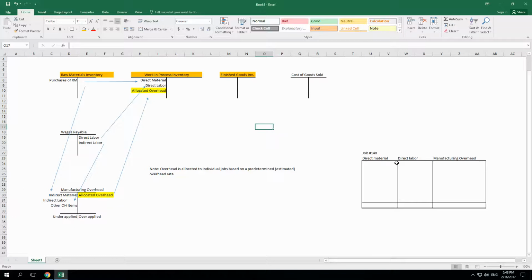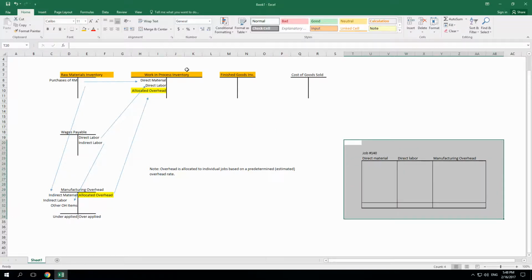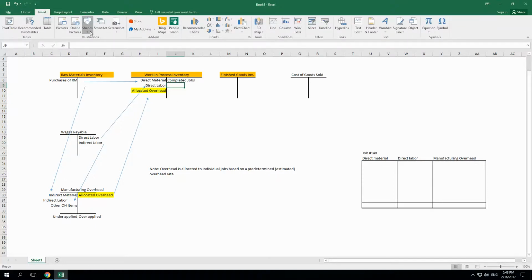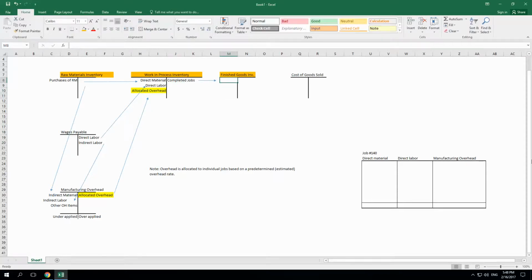Okay, now as jobs are completed, remember this work in process could be made up of several jobs. As the jobs are completed, they're going to move, right? Completed jobs are going to move out of work in process, and they're going to move into finished goods. So it would basically be a debit to finished goods and a credit to work in process.